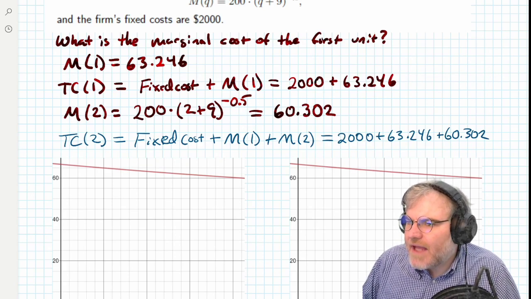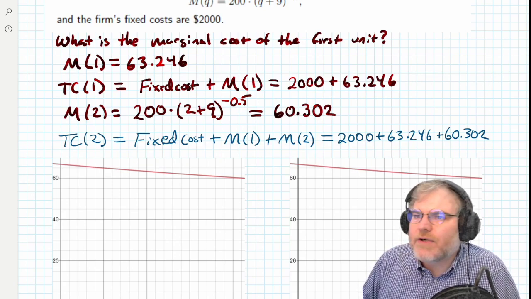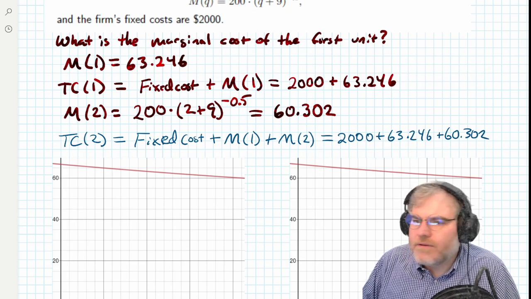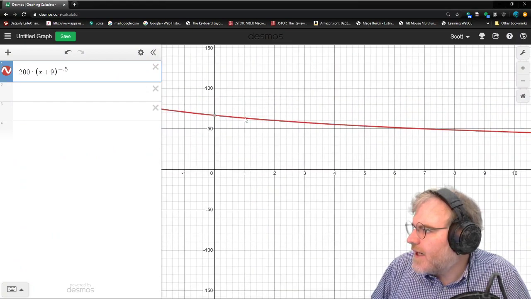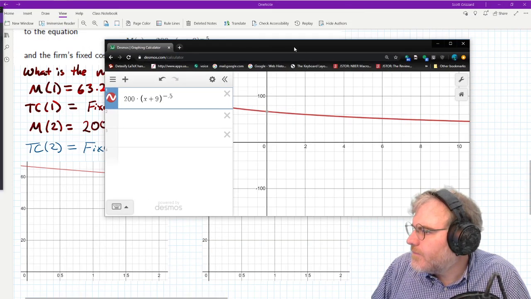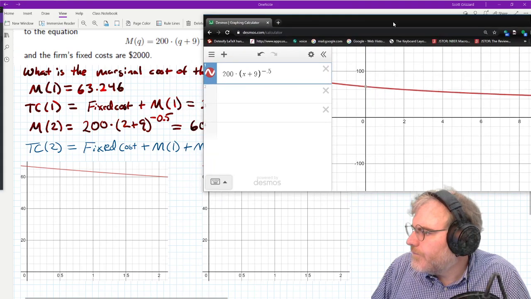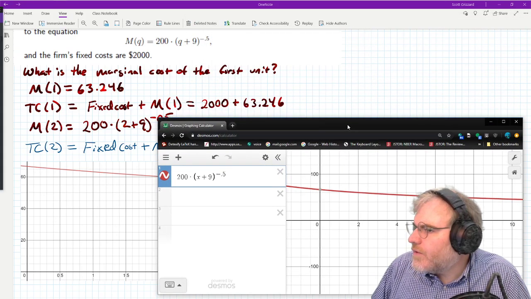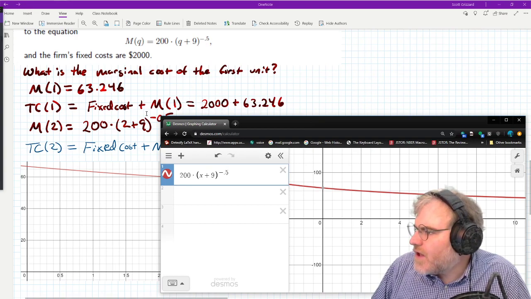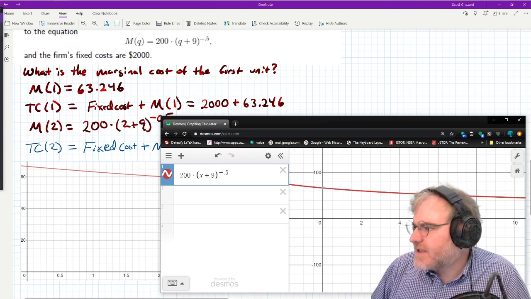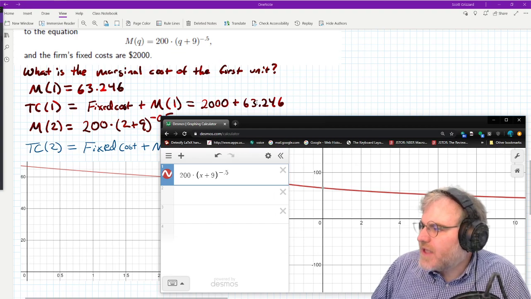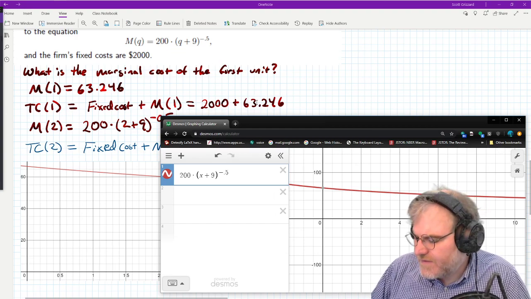How do we feel about that? The fact is that when I take this little number here and I plug it in, I wind up with that as my equation. And then what I do is I take the fixed cost, which was 2,000, and I add it to the marginal cost of producing one, that first unit of gasoline, and I wind up with 2,000 plus 63.246.